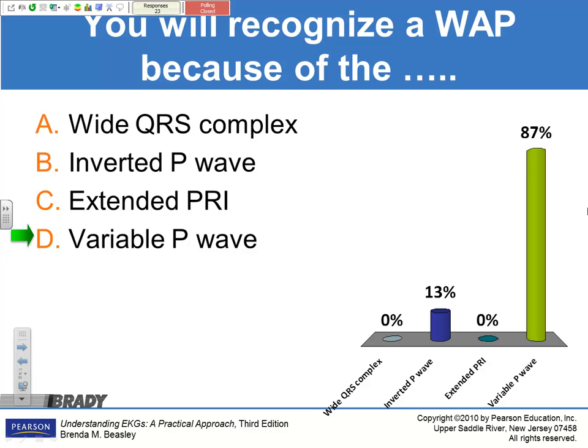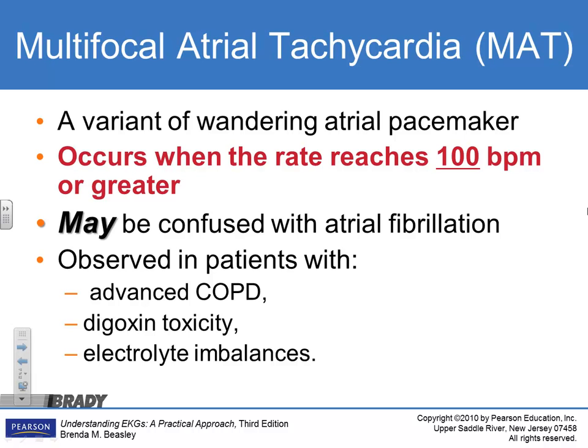I appreciate that. Okay, the next rhythm we're looking at is the MAT, multifocal atrial tachycardia. What do you think the multifocal means? Yep, same sort of thing. The focus is going to be from a lot of different areas. Because it says tachycardia, we know what? It's going to be fast. It's going to be over 100.